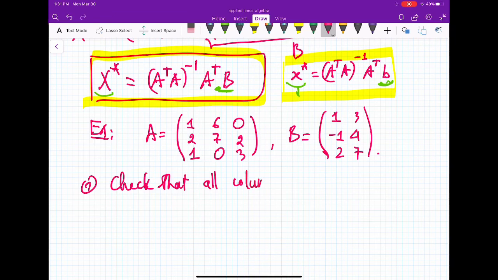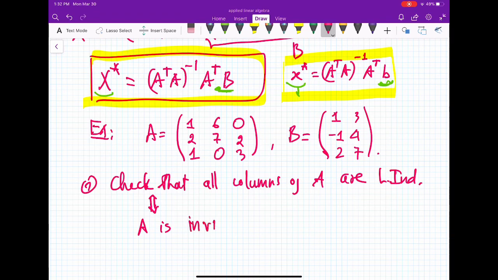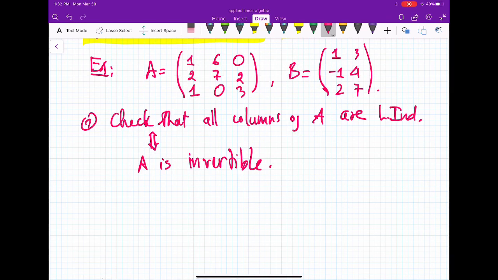All columns of A are linearly independent. So the condition is equivalent to A being invertible, because A in this case is just 3 by 3. So this is equivalent to A being invertible, right? So you can use a calculator to find the row echelon form of A, and you see that the rank of A is 3. In that situation, yes, the 3 columns are linearly independent.